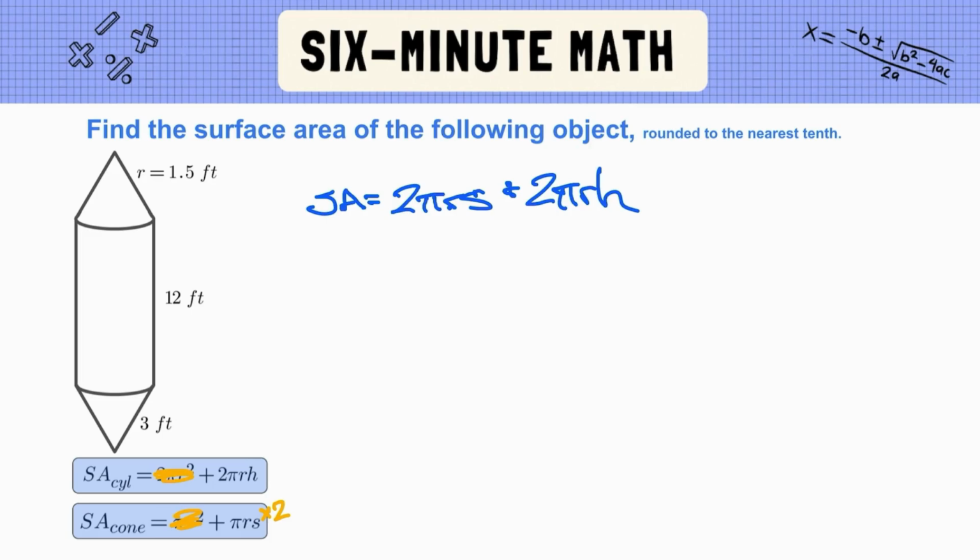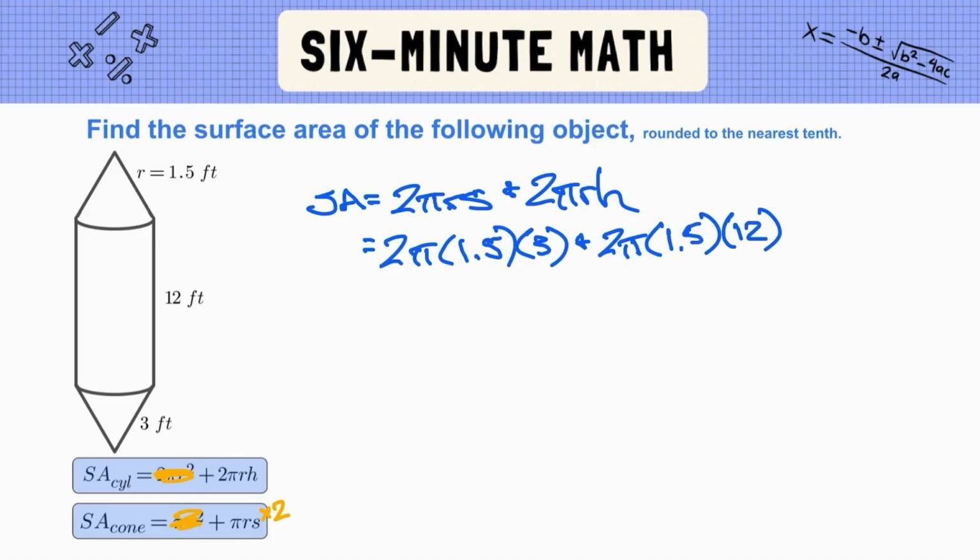Let's plug in some numbers. So we have 2 times pi times my radius of 1.5 and my slant height of 3, plus 2 times pi, my radius is 1.5, and the height of that cylinder is 12.